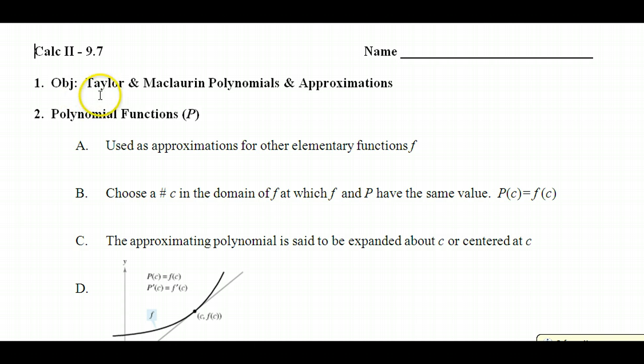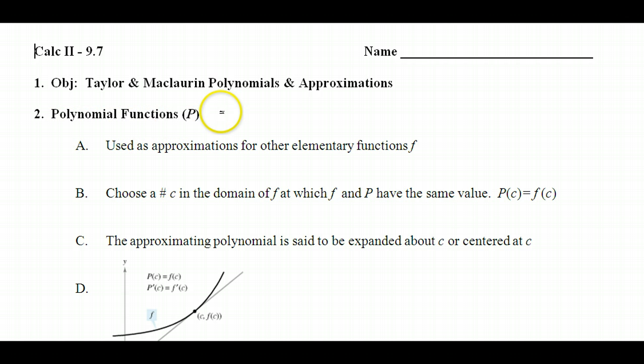The objective for 9.7 is called Taylor and Maclaurin polynomials. What the Taylor and Maclaurin polynomials do is write a function as a polynomial, and then we can use that polynomial to approximate a function. So we want to write polynomials.